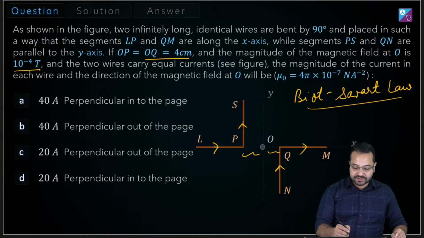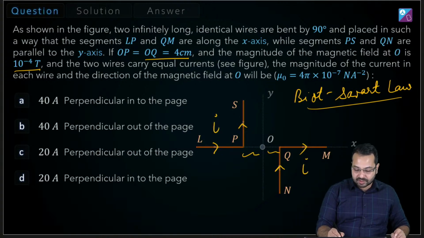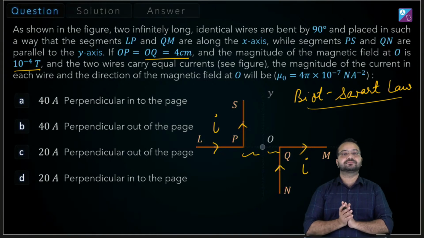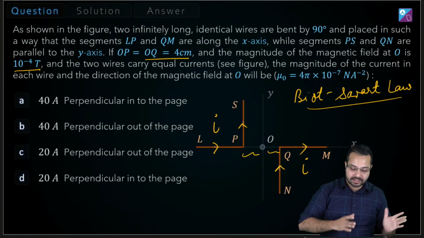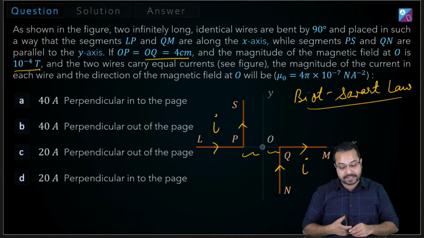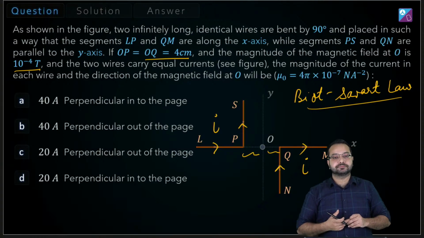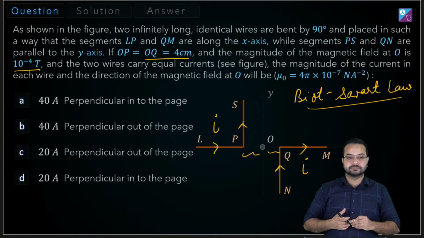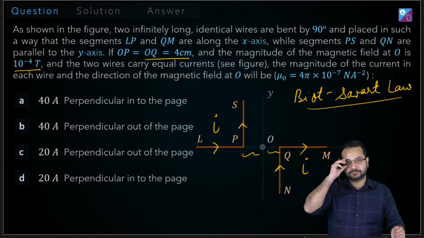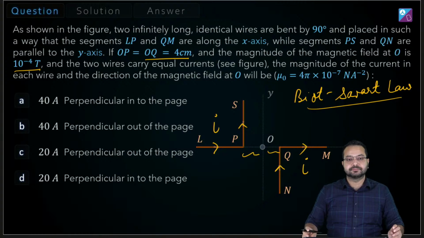The current is the same in both the wires. So what we have to do is calculate the current and calculate the direction of magnetic field at point O. That's the question. Is the question clear? Let me know if it is clear.